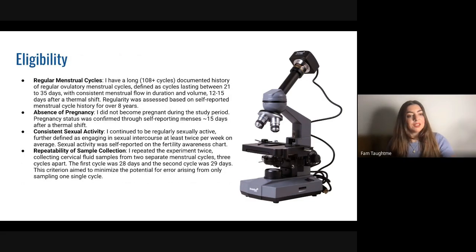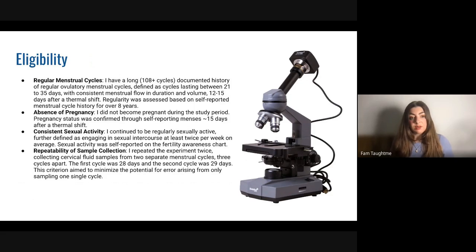So my eligibility here, the way that I think I made the experiment somewhat consistent, is that I have a history of regular menstrual cycles, so that I could assume that these cycles too would also be of a normal range. I didn't get pregnant through either of the cycles, and I consistently had sexual activity.